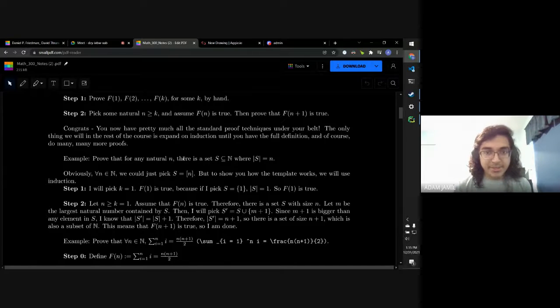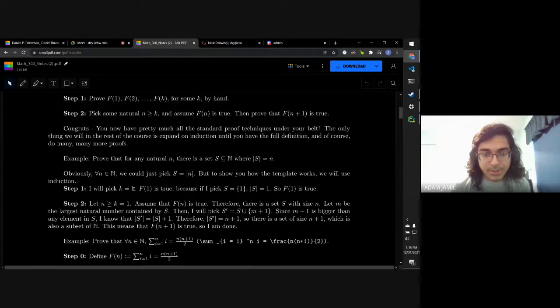But this is a statement that is obviously true. Prove that for any natural n, there's a subset S of the natural numbers where the cardinality of S is n. Right. So this is obvious, right? Because for any n we can just pick the first n natural numbers, and that set will have cardinality n. So this statement is very trivial to prove, right? You just do it directly. But we're going to do it by induction just so you understand.